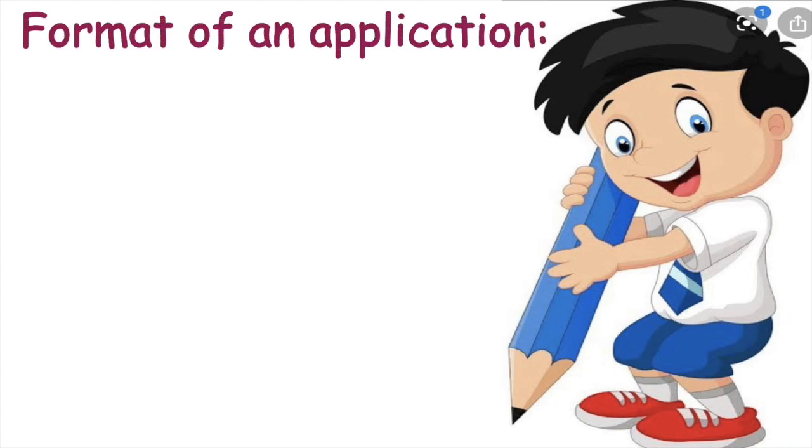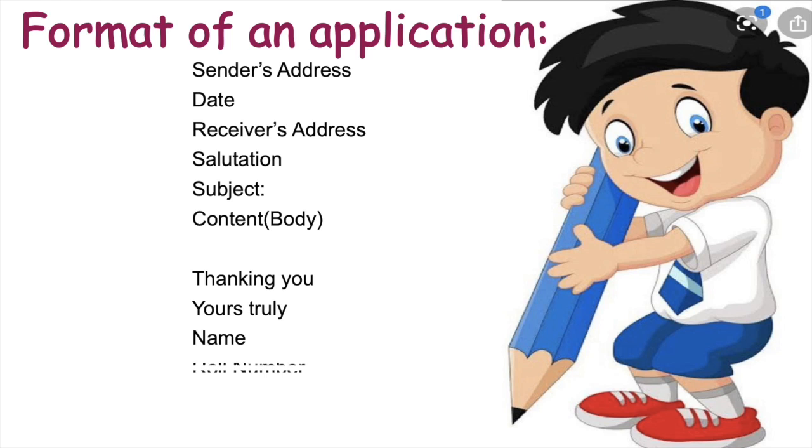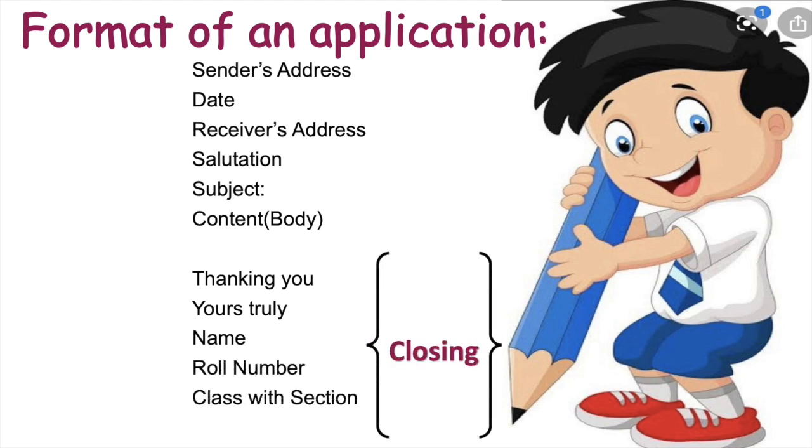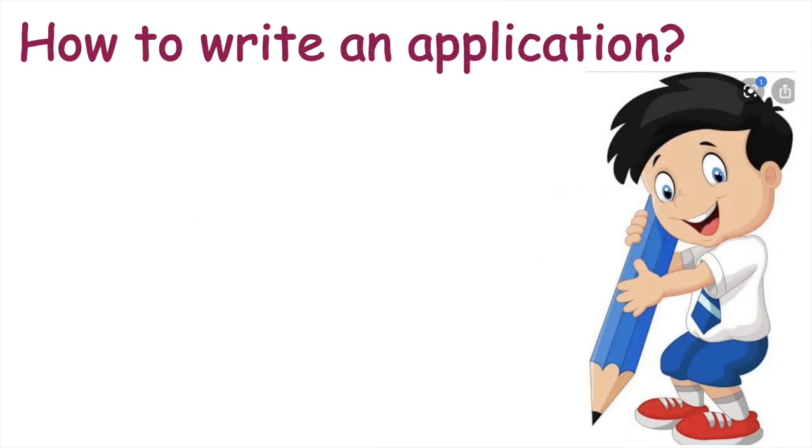So children, in format of an application, we will write sender's address. In place of sender's address, you will be writing your place, that is Dhanbad. You will give the date, receiver's address, salutation, subject, content, that is the body part, thanking you, yours truly, your name, roll number, class with section, which is the closing of your application. Now, how to write an application?